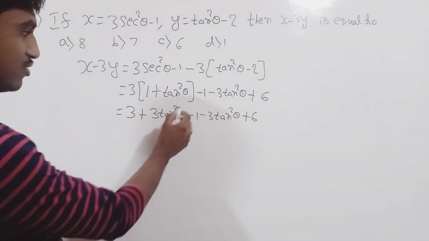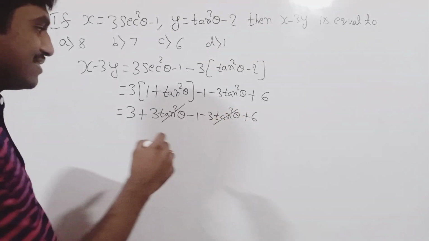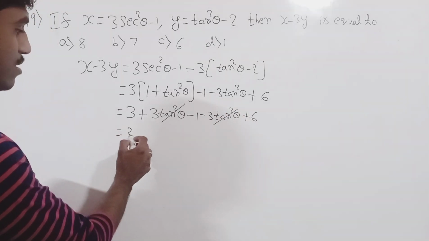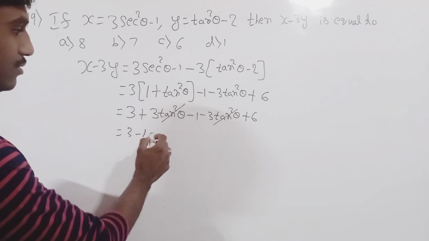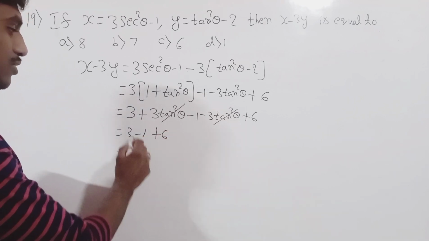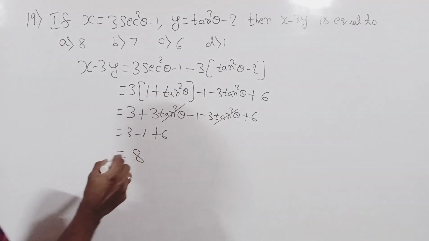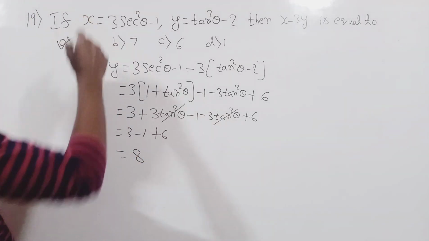Now here 3 tan square theta gets cancelled. So here 3 minus 1 plus 6. So 3 minus 1 is 2, 2 plus 6 is 8. So the answer is option A, which is 8.